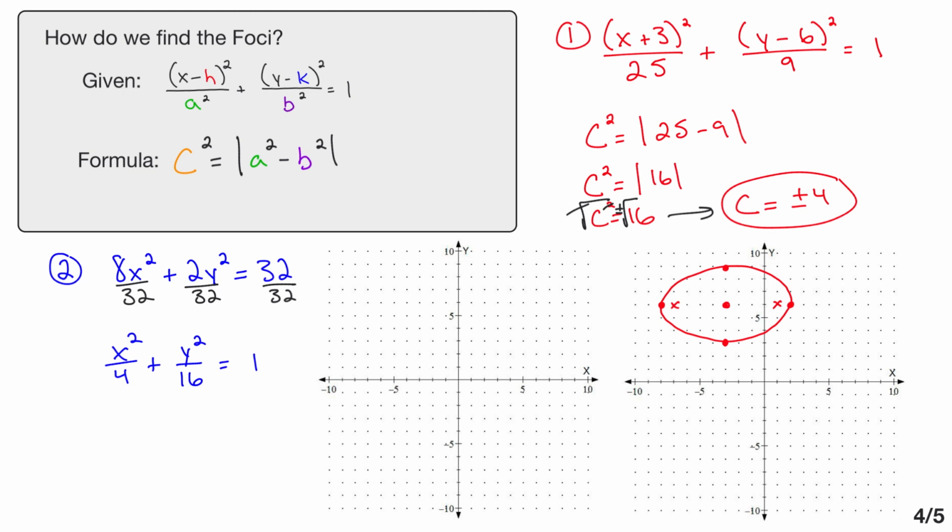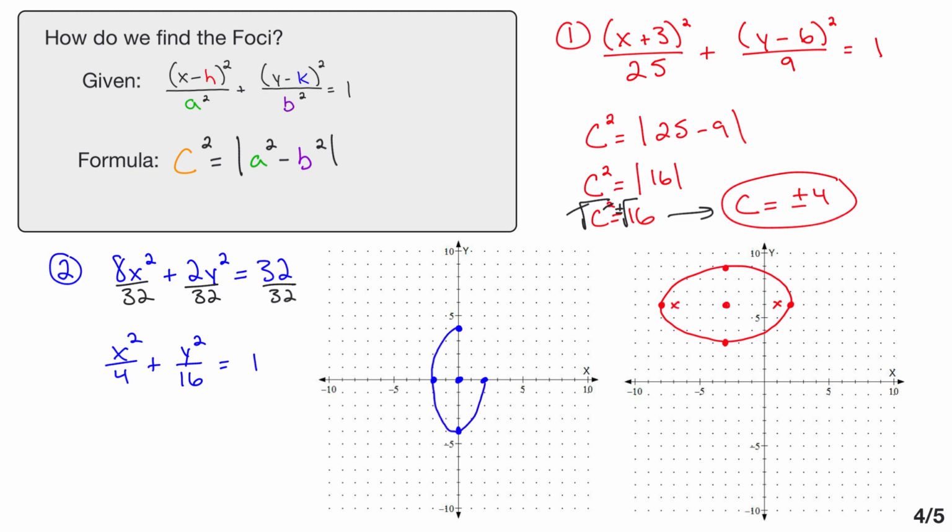So we're not shifting left or right. We're not shifting up and down. That means the center is right here. In the x direction, the number underneath the x squared is 4. The square root of 4 is 2, so I'm going to go right 2 from my center. I'm going to go left 2 from my center. The number underneath the y squared is 16. The square root of 16 is 4, so from my center I'm going to go up 4, and I'm going to go down 4. Here's the shape of the ellipse.